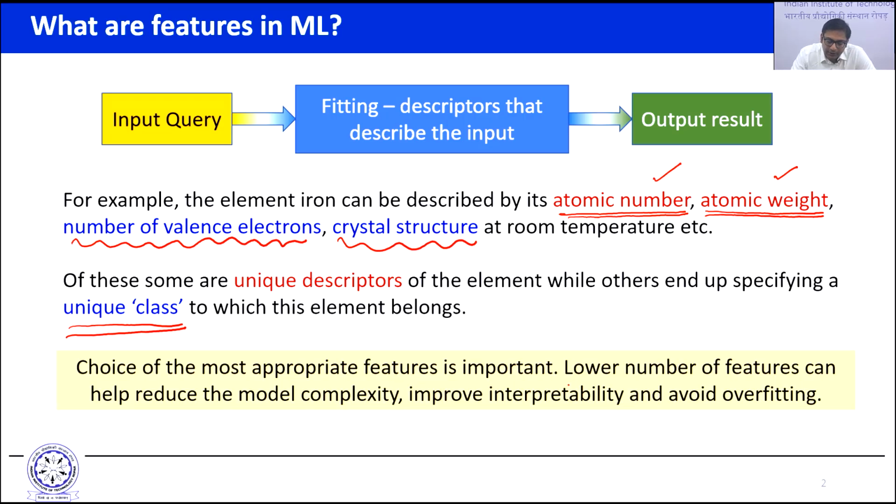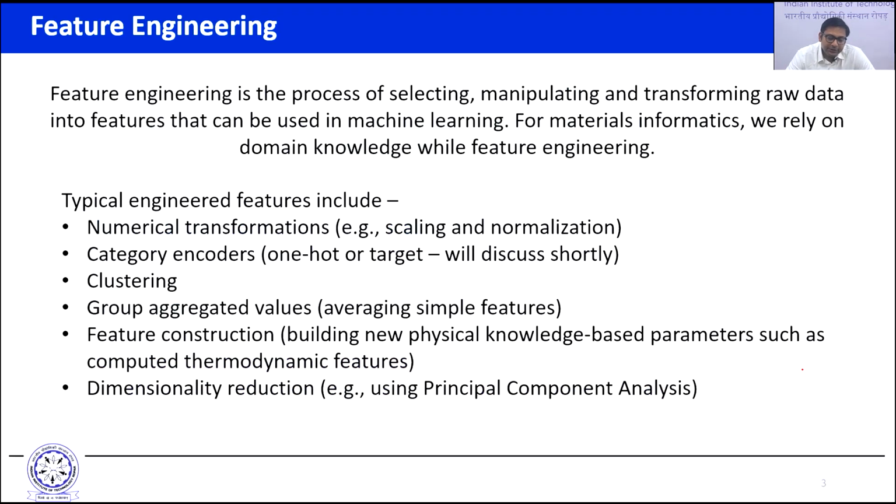So if you can lower the number of features, by all means lower the number of features. But I'm not telling you that when I say lower the number of features, you should arbitrarily lower the number of features. Use as many as needed, but no more. Now, when we talk about feature engineering, it is basically the process by which you are selecting, manipulating, and transforming your raw data into features, which can then be put in a usable form for machine learning.